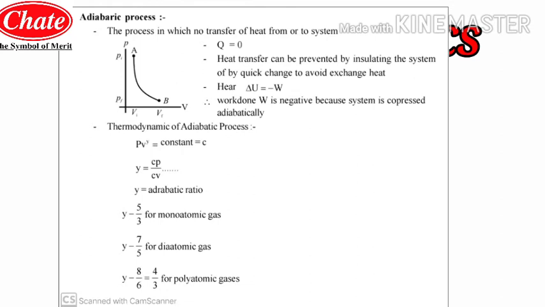Further, for the polyatomic gases, first of all I will discuss the diatomic gases, meaning the gases which contain only two atoms; then we can say it is a diatomic gas. Now for polyatomic, poly means more than two atoms in the gas, so it is termed as polyatomic gases. The value of the adiabatic ratio gamma for diatomic is 7/5, and for polyatomic gases it is 4/3, which has been reduced from 8/6. So this is the entire adiabatic process we will learn.